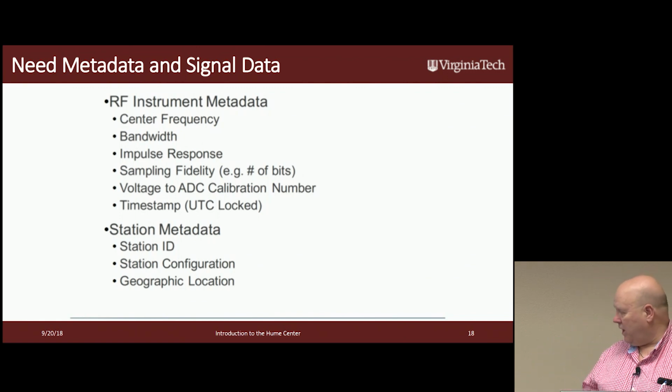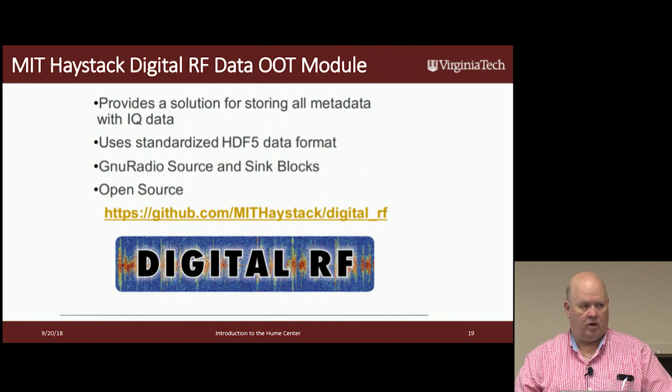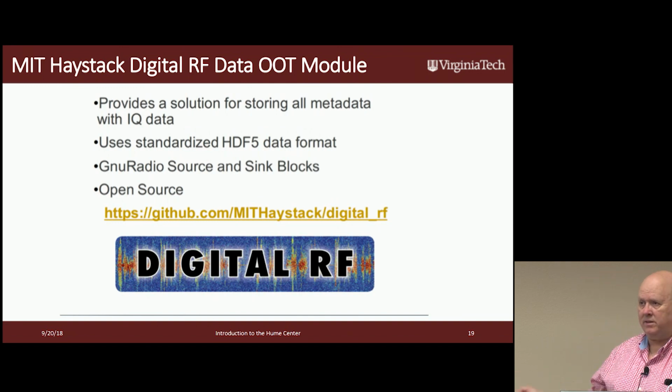And so the people at Haystack Observatory have done us all a favor and put an out-of-tree GNU Radio block together to do all of this and an IQ with it. And it's the MIT Haystack Digital RF Data out-of-tree module. It's available at this GitHub address. And so they call it their digital RF out-of-tree module, and you can download it. I'm going to go ahead and buzz past this, but it'll be in the slide deck after the talk.